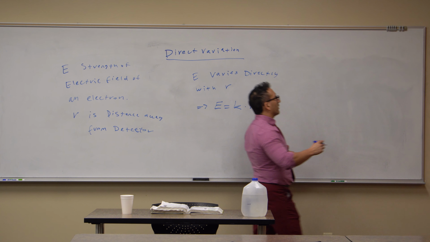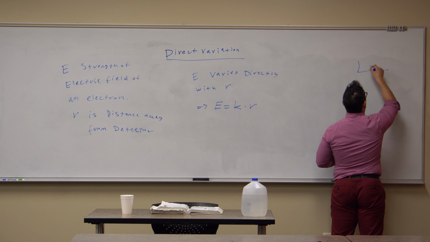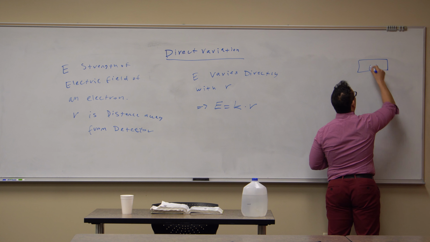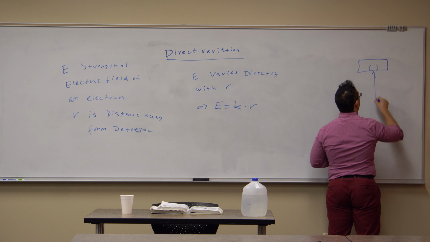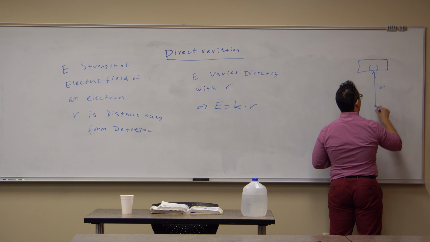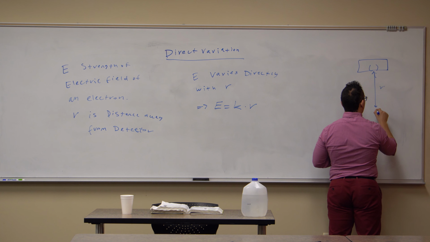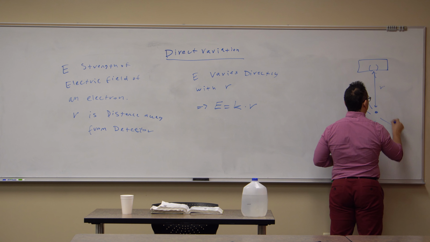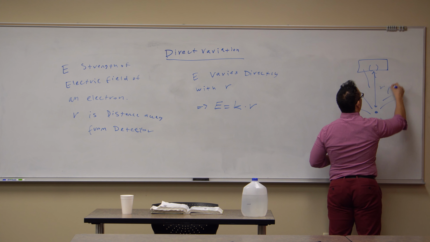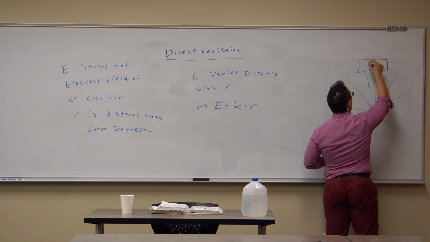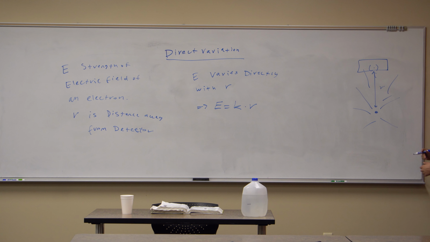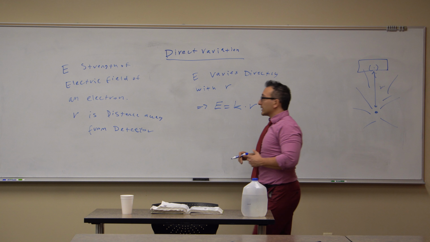So we can draw it out. Here's my detector apparatus over here, and the distance away is right here, R, and here's the electron, and it emits an electric field, and the strength that the detector feels of the electric field is calculated by how far away it is, okay?